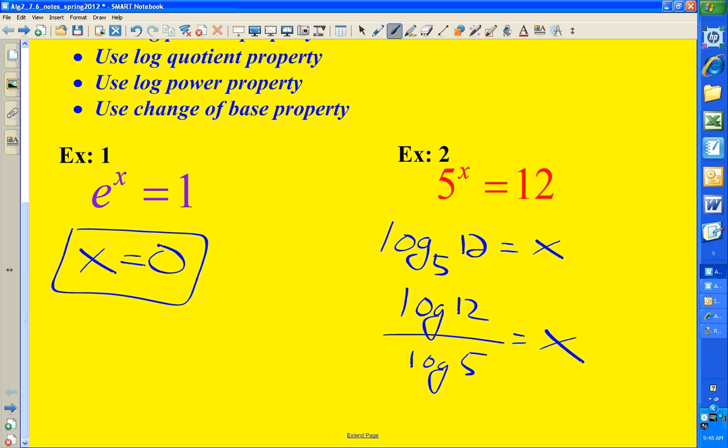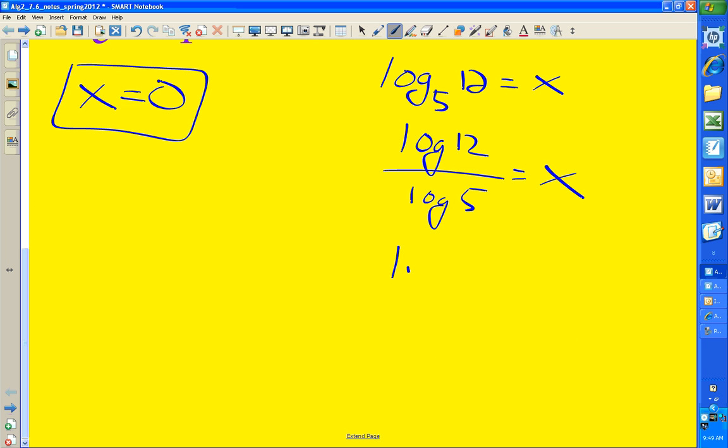And also change the base formula, right? Correct. So this is change of base property to go from log base 5 of 12 to log 12 over log 5. What do we get? 1.544. Now, you can do that in one shot on your calculator if you're doing it correctly. Is anyone not able to get 1.544? It's usually a parenthesis thing. If you can't, raise your hand and I'll talk you through it.